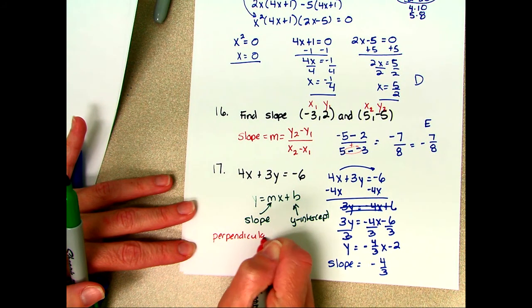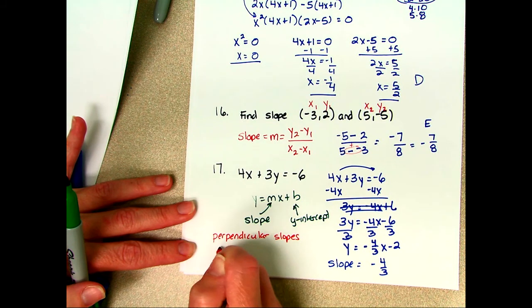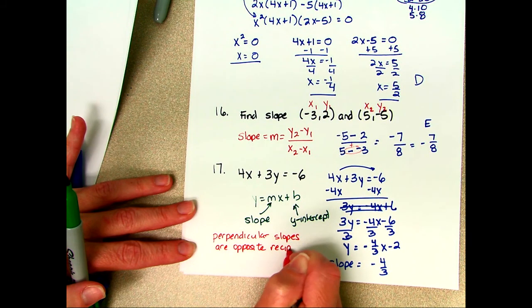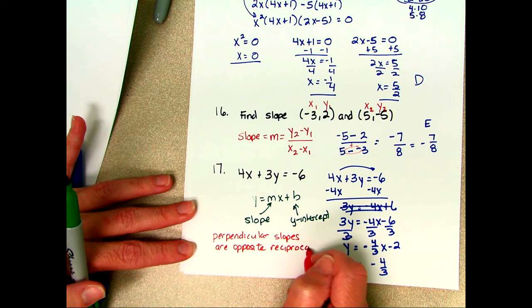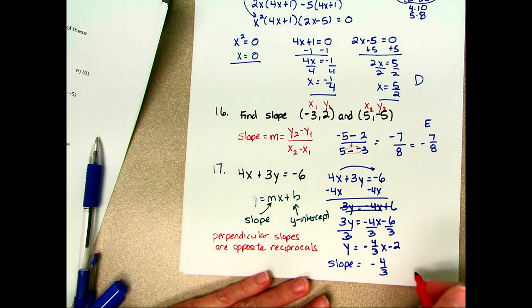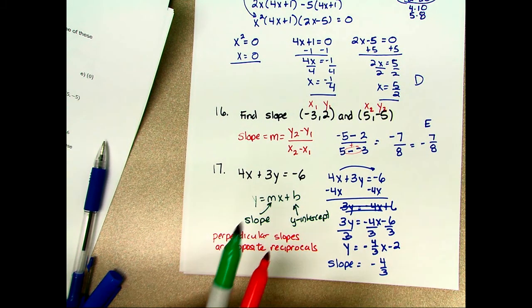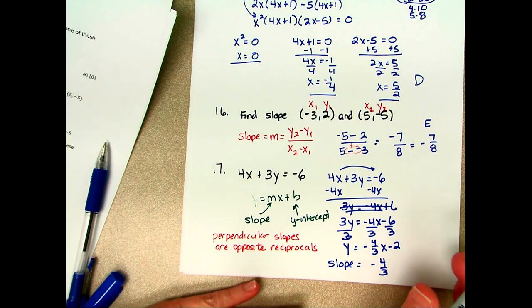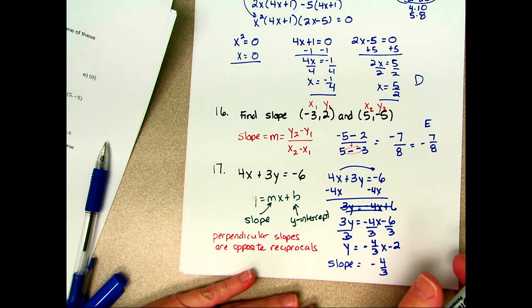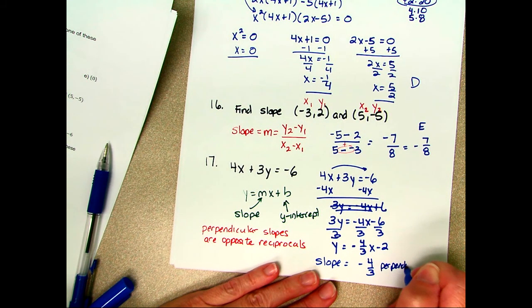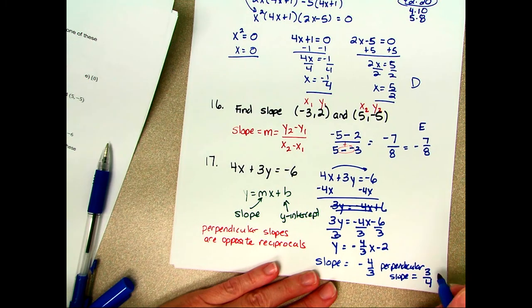Perpendicular slopes are opposite reciprocals. So if the slope is negative 4/3, the opposite of a negative would be positive. The reciprocal of 4/3 would be 3/4. So the perpendicular slope is equal to 3/4. Your answer for number 17 is A.